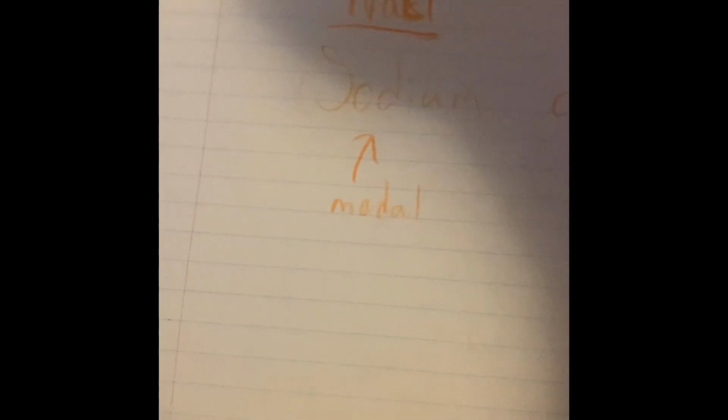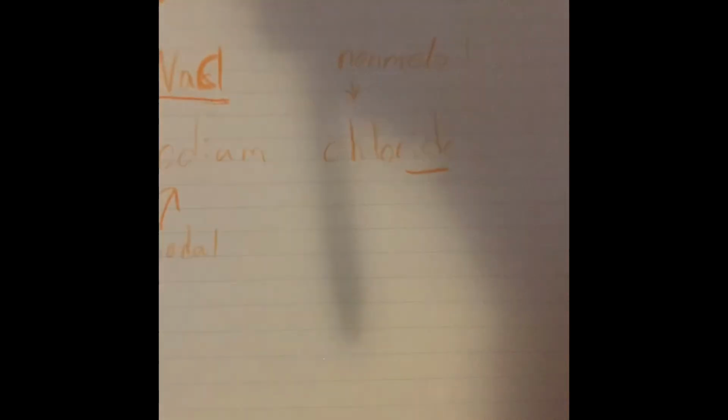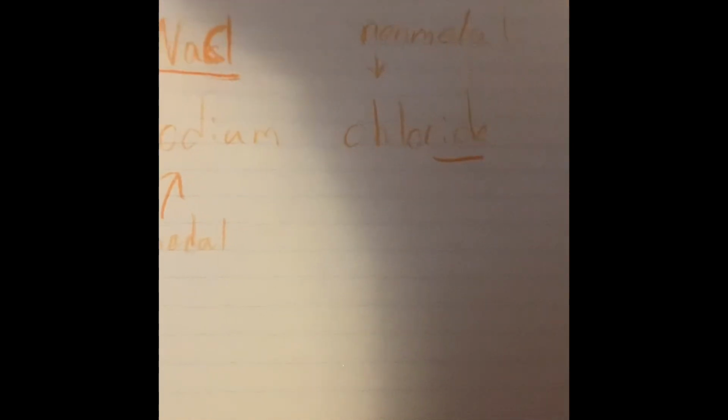So here, NaCl, sodium, chlorine. We start with the metal, sodium, then the nonmetal, chlorine. But instead of chlorine, we say chloride. So we would say sodium chloride.